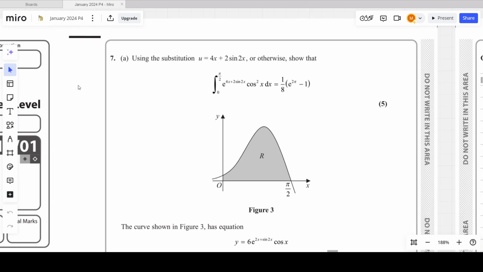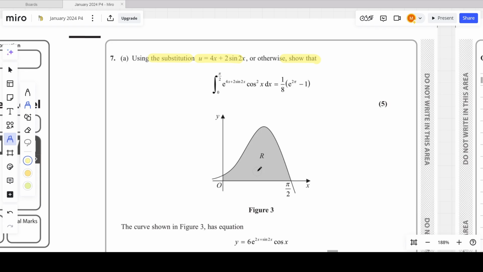Using the substitution u equals 4x plus 2 sine 2x, or otherwise, show that the integral of e to the power of 4x plus 2 sine 2x, times cos squared x, dx, is equal to 1 over 8 times e to the power 2 pi minus 1. It's not by parts, it's basically from substitution, since they have said so. So we need to show this using integration by substitution.